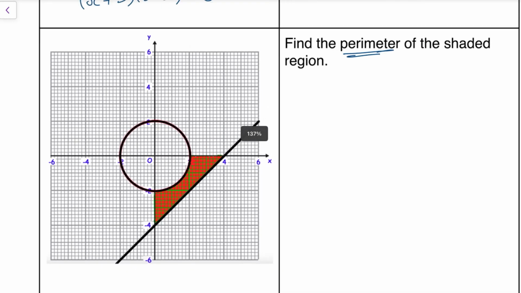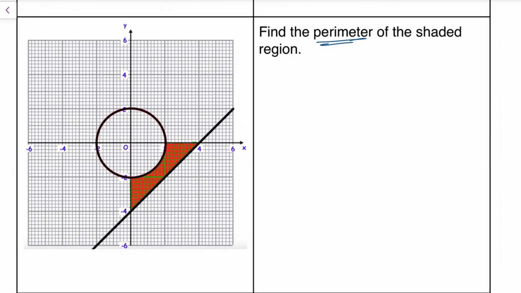So what I'm going to do is label it so you can see what I'm doing. I'm going to label this A, which is this point here, B, which is this point here, C here, and D here. In other words, I need to do the length AB plus BC plus CD plus DA. Just helps me highlight what I'm doing.